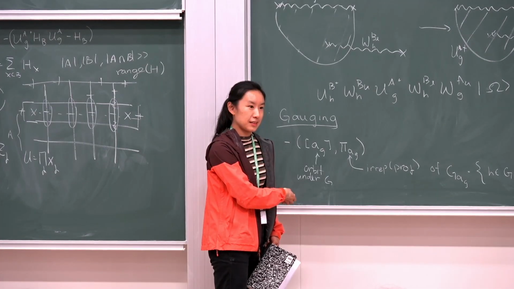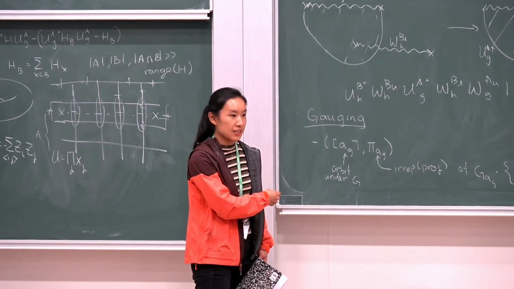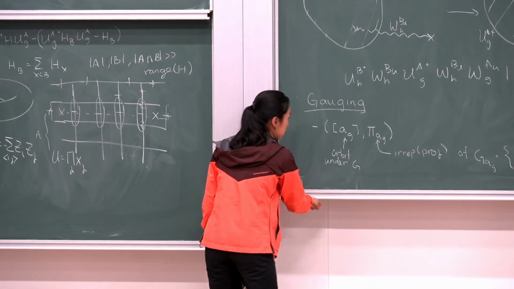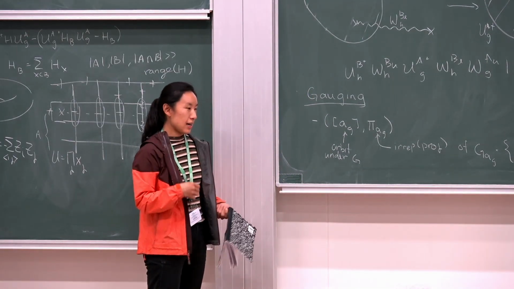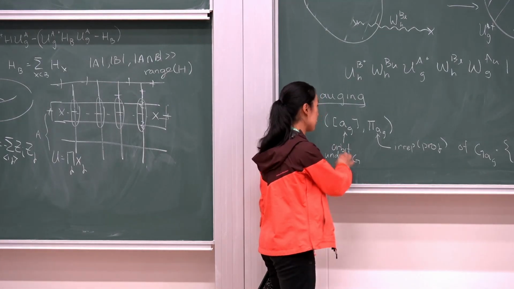You said it just now. By orbit, you mean orbit under conjugation. Yes, of the G action. Yeah, exactly. So that means that after we gauge, we get a bunch of topological line operators that are labeled by this.